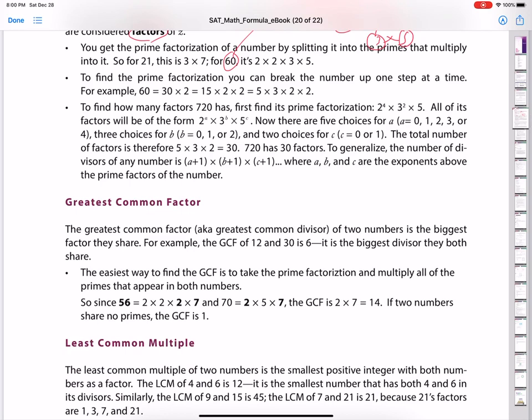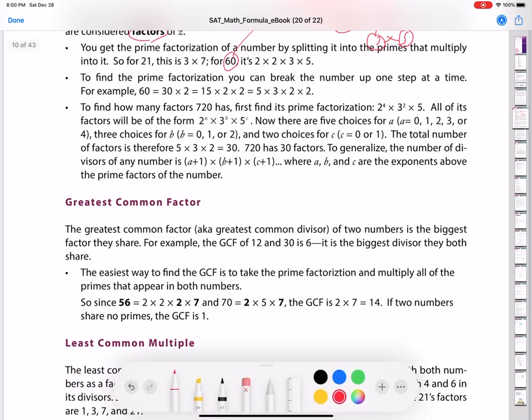And the next, greatest common factor. We call that GCF, greatest common factor. For example, 12 and 30. How can you find the greatest common factor? 12 and 30. Find the common prime factor of these two numbers.